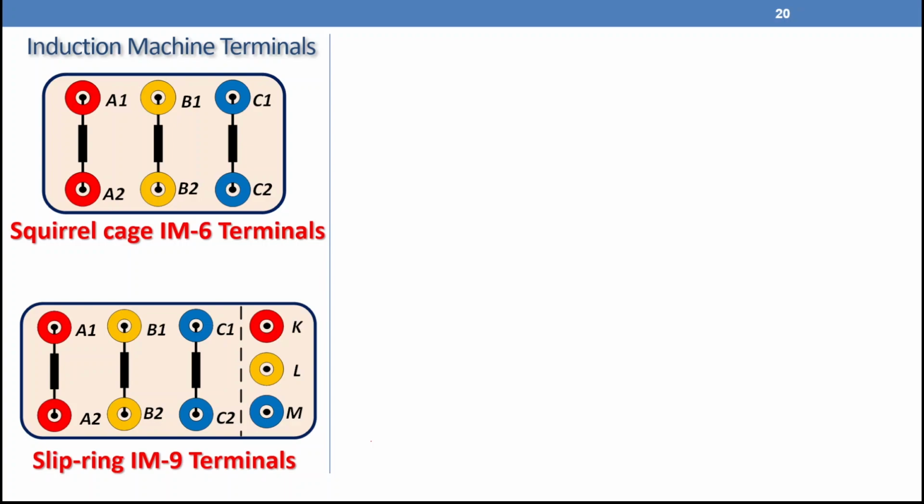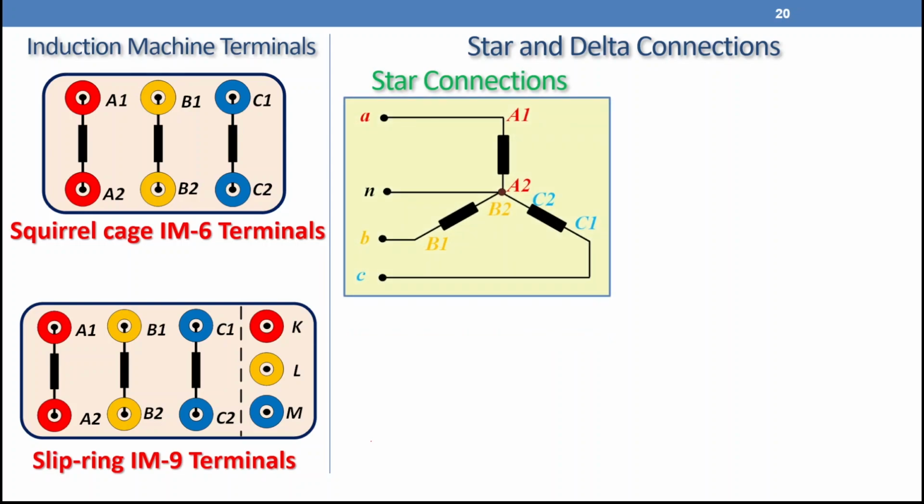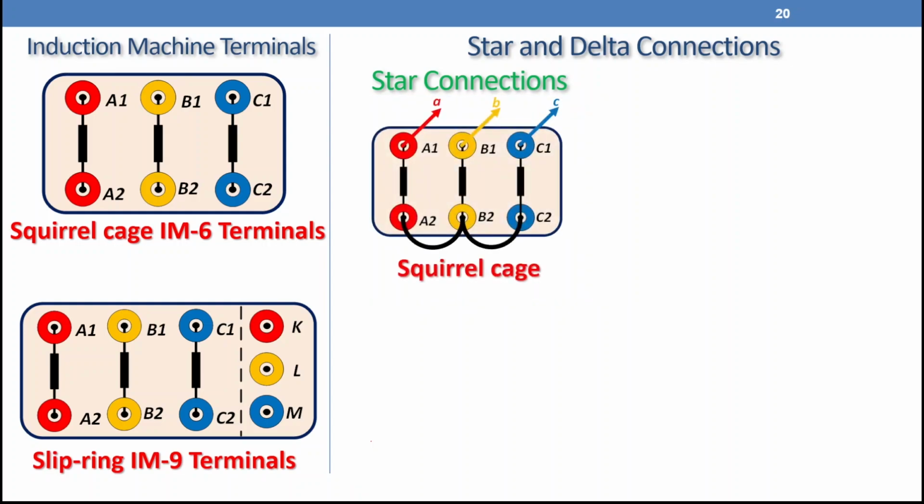So we need to connect the machine as a star or delta connection. Let me remind you about the star connection. We have the coils A1 and A2, B1 and B2, C1 and C2. We need to connect A2, B2, and C2 together to make a neutral point. So how are we going to do it? Look at the squirrel cage machine. We connect the A2 point, the B2 point, and the C2 point, so we have a neutral point here. And we feed the machine from A1, B1, and C1.